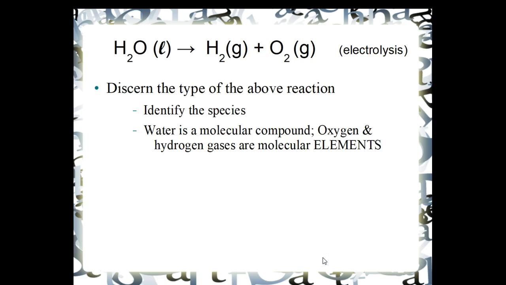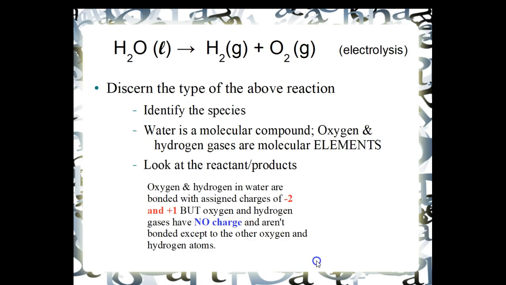If we identify the species, we see that water is a molecular compound, but oxygen and hydrogen gases, the products, are molecular elements. If we look at the reactants and products, we see that the oxygen and hydrogen in water are bonded to each other, and we assign them charges of -2 and +1 respectively. But if you look on the right at the oxygen and hydrogen gases, you see elements with no charge, no bonds to anything except the very same element. Therefore, we have to say that water decomposition is an oxidation reduction reaction.